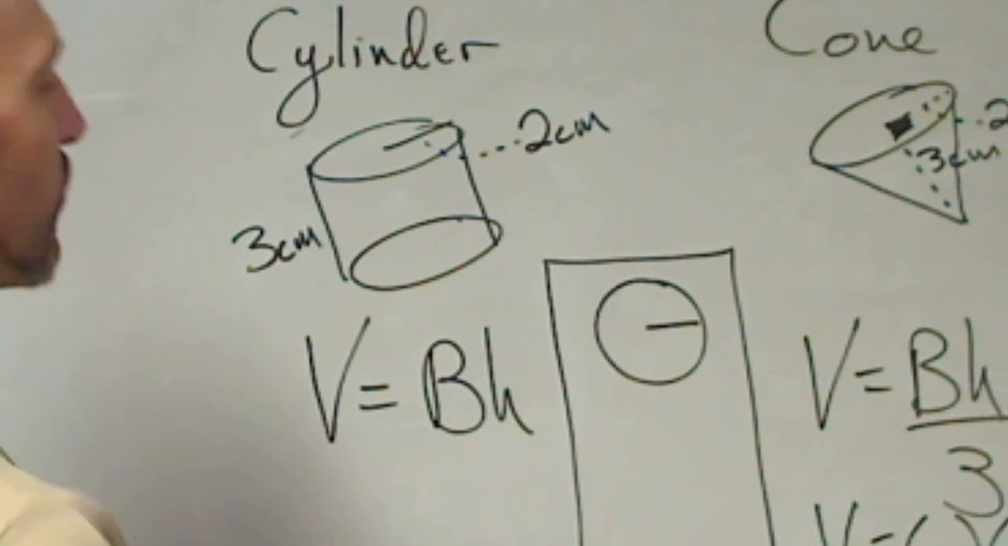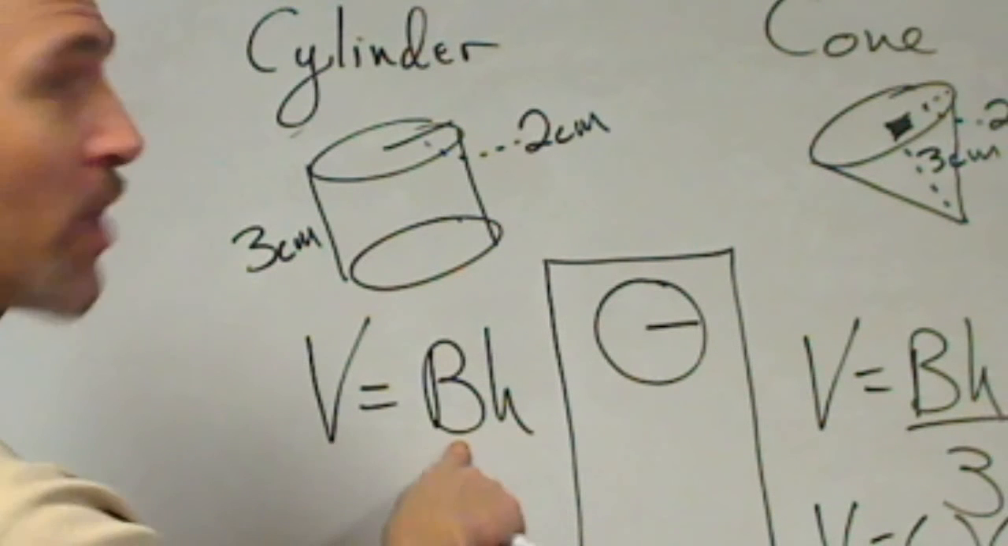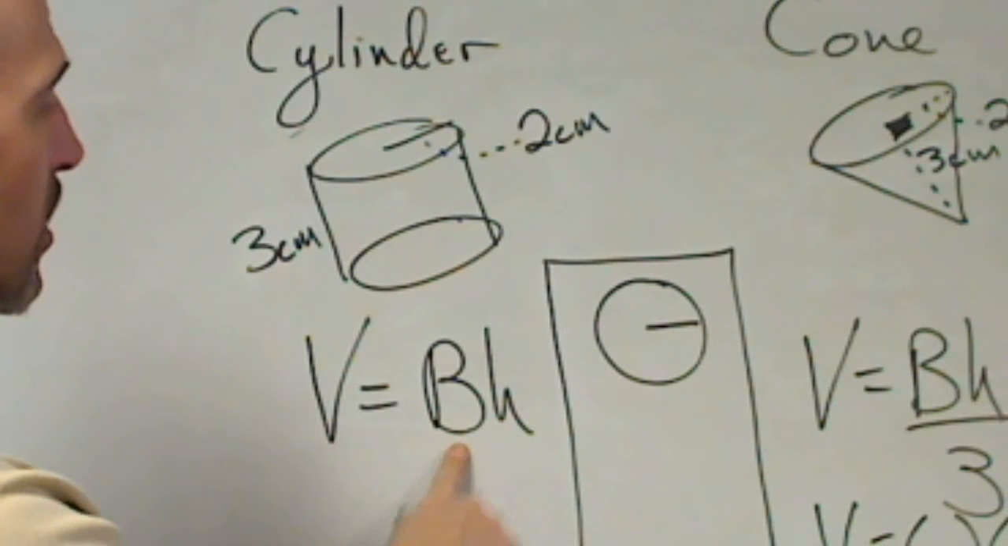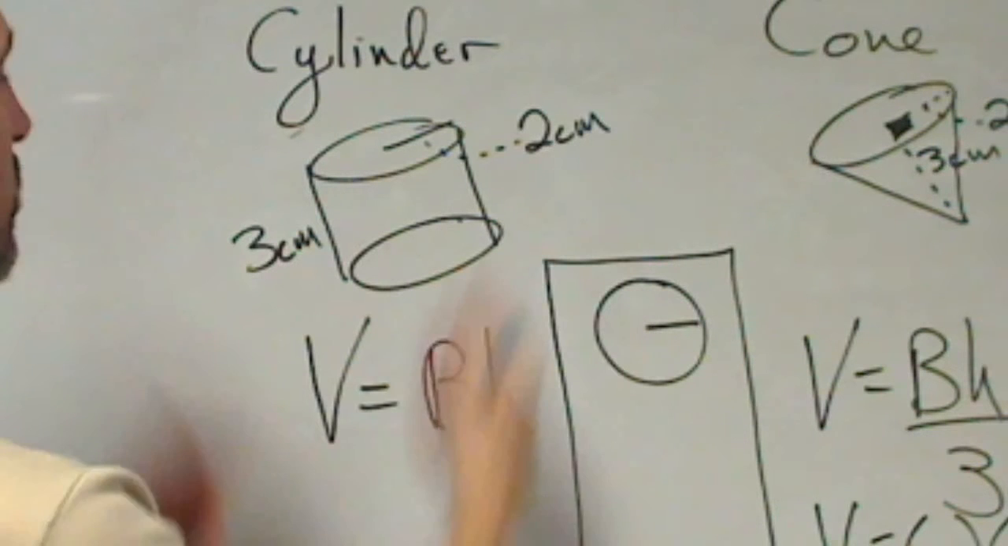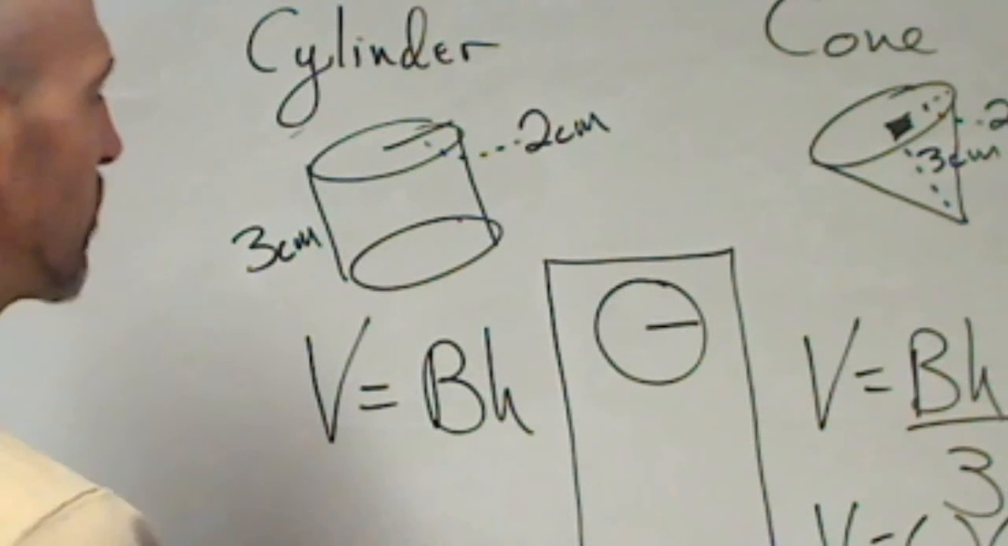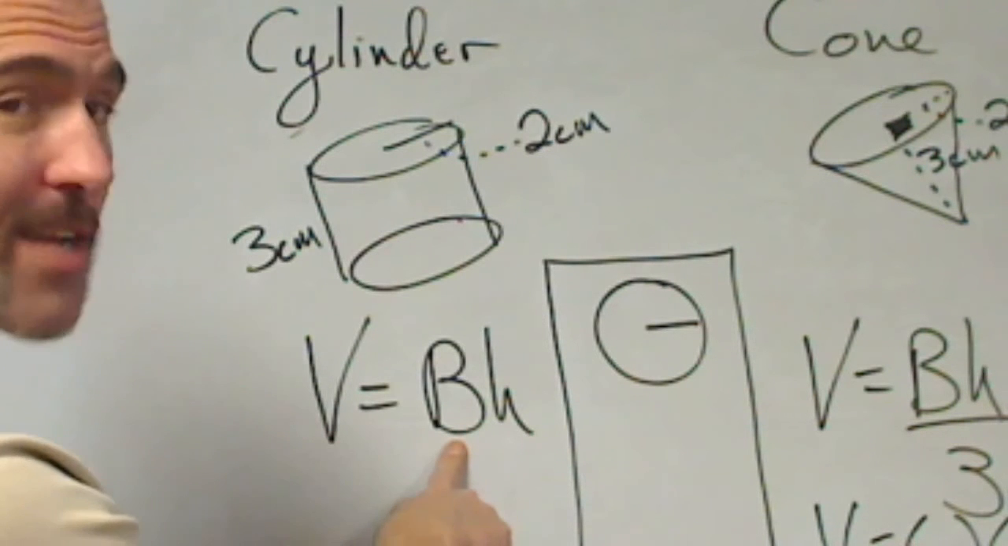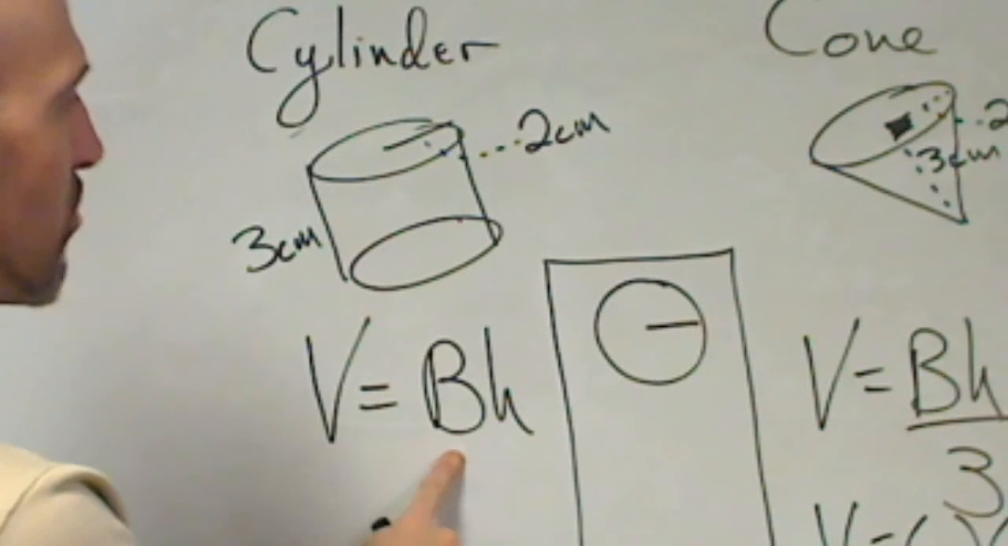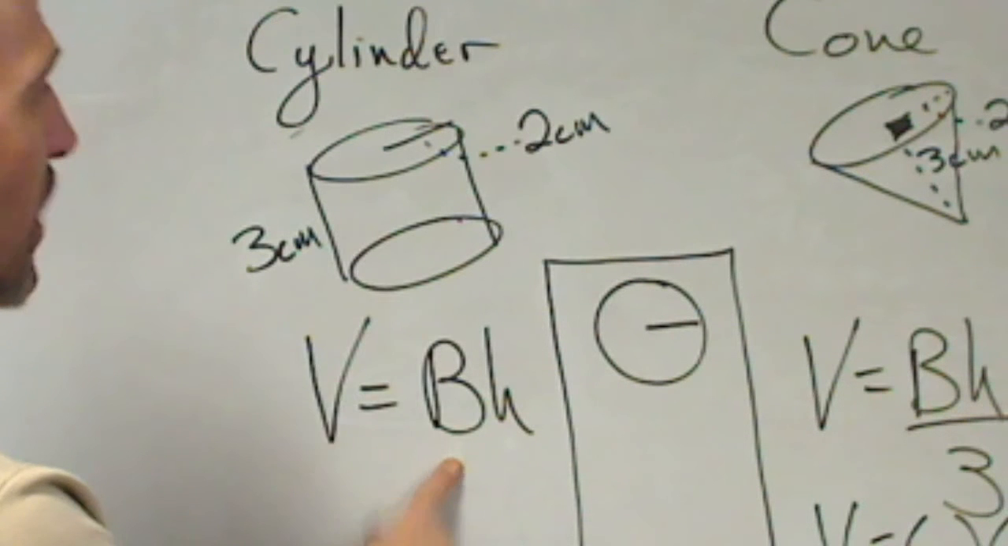You always want to look to see if you have any capital letters. Capital letters mean that you have to do some kind of work to find it. Lowercase letters, you can just look at the picture. So the height of this cylinder is 3. So we can just look at it and know the height is 3. But big B, that means that you got to do some kind of work to find it. And big B means the area of the base. So we have to find the area of this base.